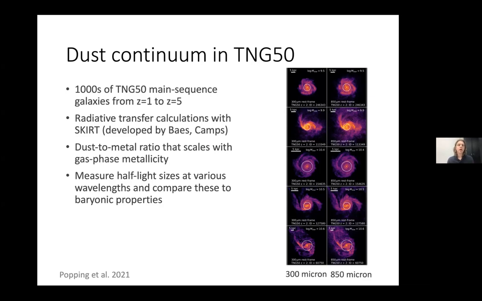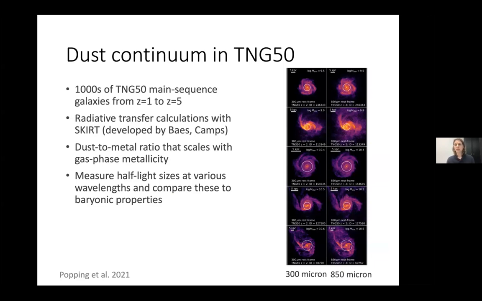A relevant assumption that needs to go in here is, how do you actually assign dust? Because IllustrisTNG doesn't actually follow the formation and destruction of dust. But this is done by assigning a dust mass to a gas cell based on its metallicity. Because observationally, and also in simulations that do include dust, we see that there's a clear trend between the dust-to-metal ratio of galaxies and their metallicity.